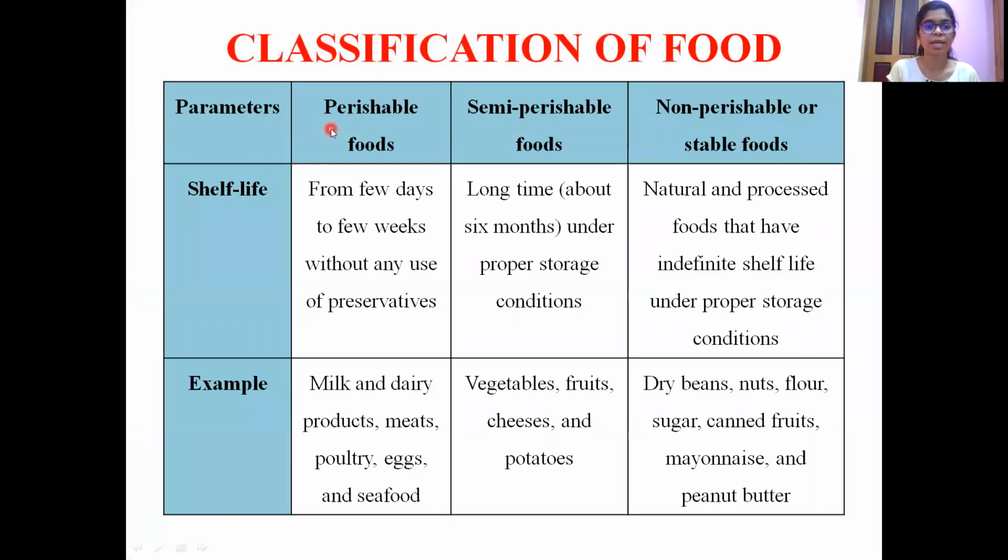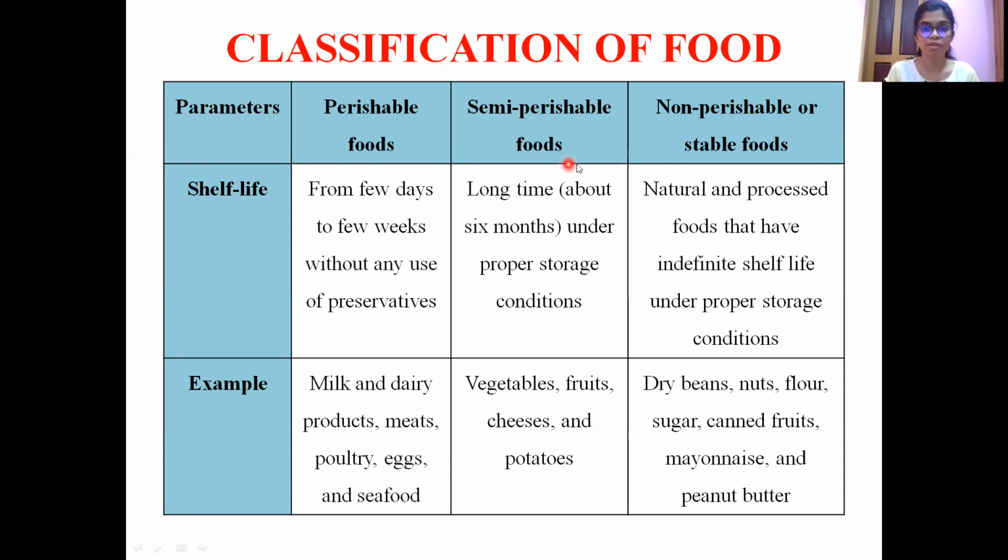Generally, foods are classified based on their shelf life extendability as perishable foods, semi-perishable foods, and non-perishable or stable foods. Perishable foods generally have a shelf life from a few days to a few weeks without any use of preservatives. These preservatives may be natural or chemical, and there are also preservation techniques like non-thermal and thermal techniques. Examples of perishable foods are milk, dairy products, meat, poultry, egg and seafood. All these products without proper refrigeration will get spoiled easily. This refrigeration technique is also a preservation technique.